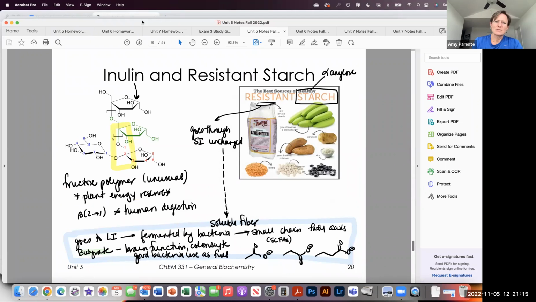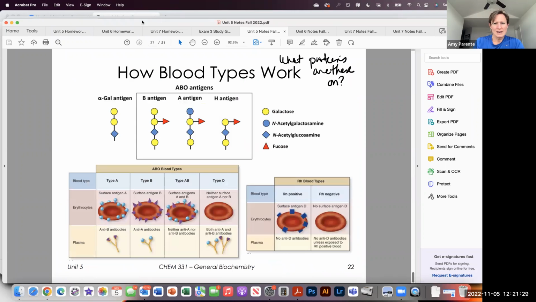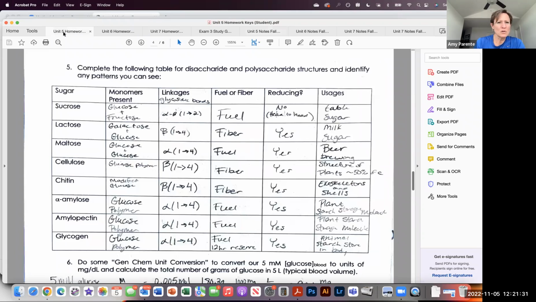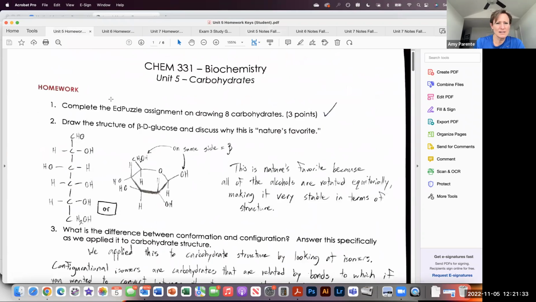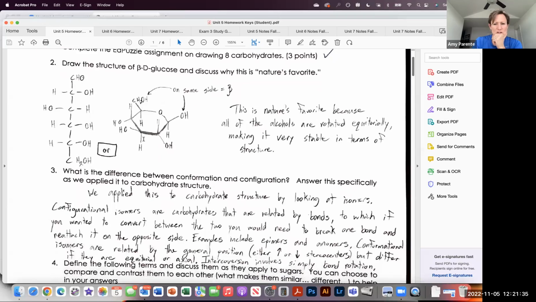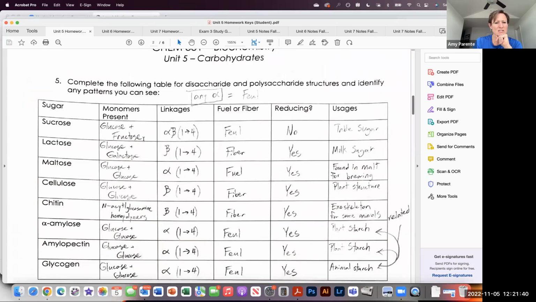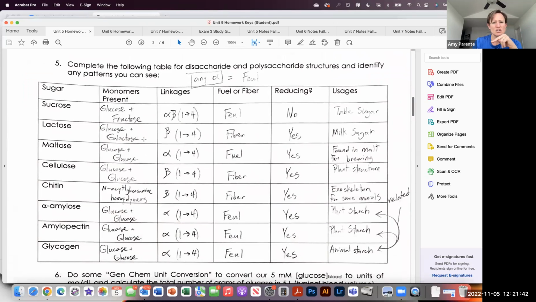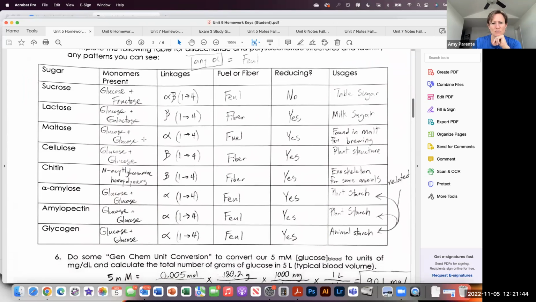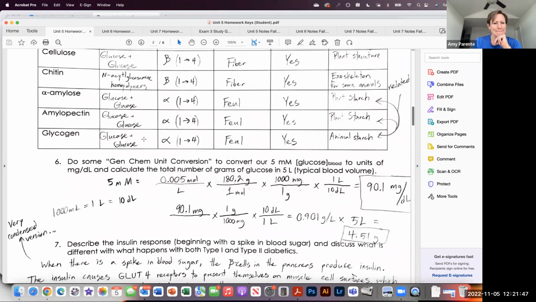Don't worry about this, we really didn't talk about it. If there happens to be a question on this on the test, because we didn't spend a lot of time on this slide, everybody will just get credit for it. I can't remember right now if there's a question on it. All right, let me flip through homework really quick and see if there's anything else I wanted to highlight. Draw structures, we did conformation, configuration, we talked about these definitions. You need to know who's connected to who and the linkages, whether they're fuel versus fiber.